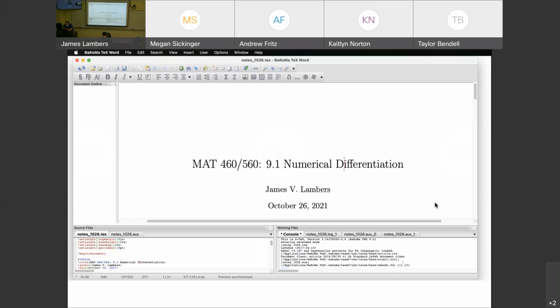So for this entire week, Tuesday and Thursday both, the subject is numerical differentiation. Section 9.1: how we use values of a function at selected points to approximate its derivative or second derivative, or any order derivative. And we'll find out that certain things we've been using earlier in the course, such as Taylor series and Lagrange interpolation, will be helpful for that.